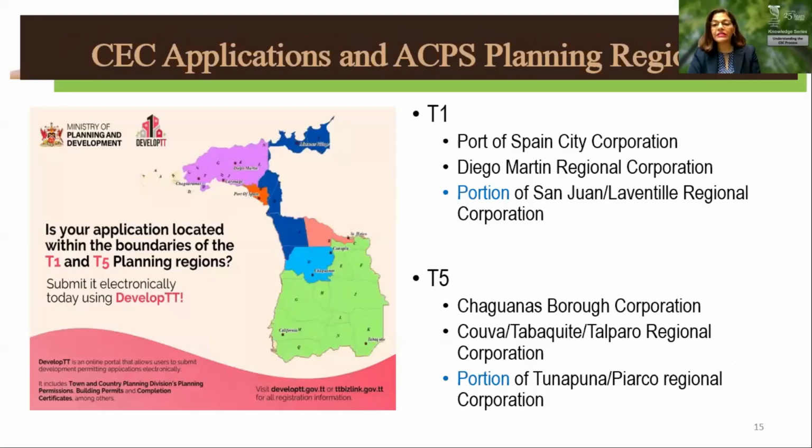Now, there are 2 regions, T1 and T5, that have been identified by TCPD. And at this time, or as of September 1st, TCPD is only accepting electronically submitted applications. So no paper-based applications will be accepted from the TCPD office. Once TCPD actually reviews the application, then they will guide the applicant with respect to how they can go through the CEC process using the ACPS system. Any additional information that you require on this system can be found at develop.gov.tt or ttbizlink.gov.tt.